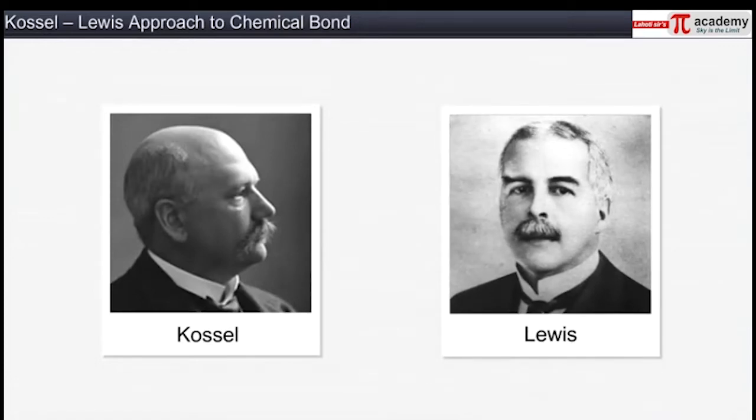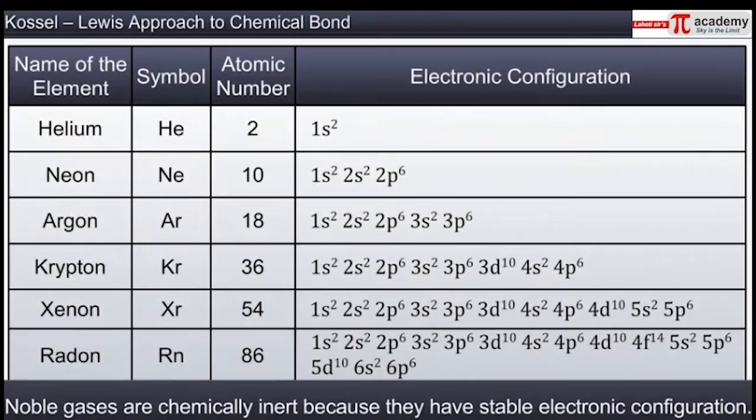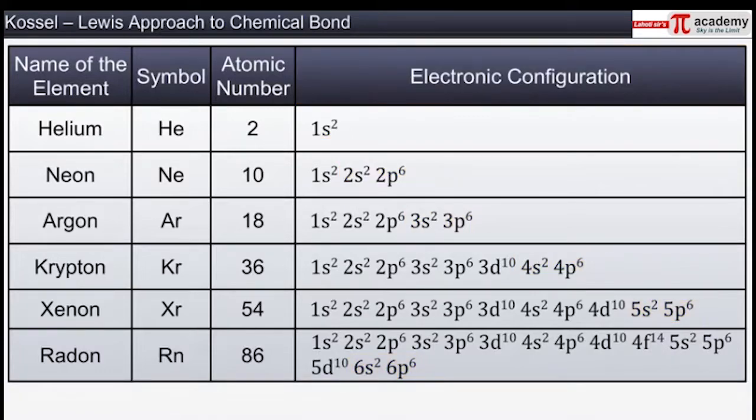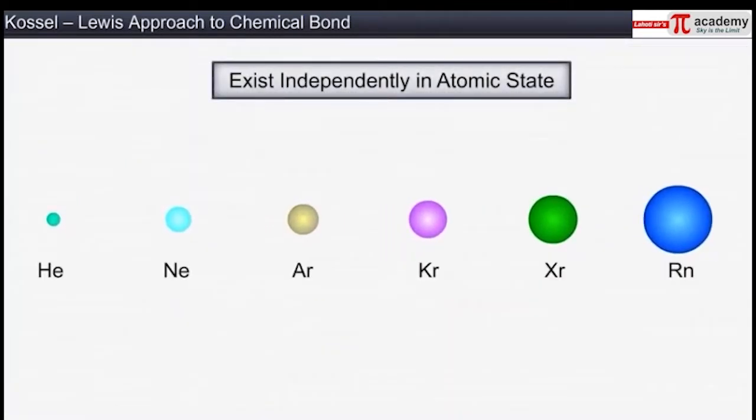Kossel and Lewis made an attempt to explain the chemical bond formation in terms of electrons. According to them, noble gases are chemically inert because they have stable electronic configuration. The stable electronic configuration is due to the presence of either 8 electrons in the outermost shell, called octet configuration, or 2 electrons in the first shell, called duplet configuration. Hence, they exist independently in atomic state.